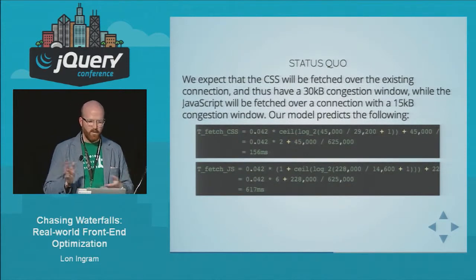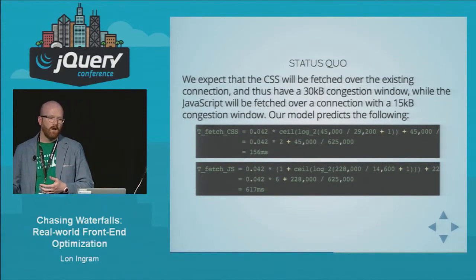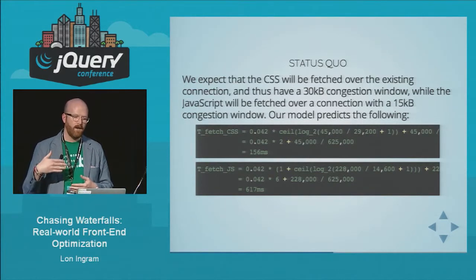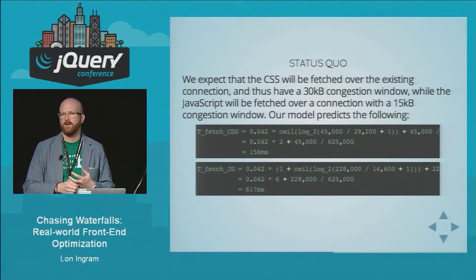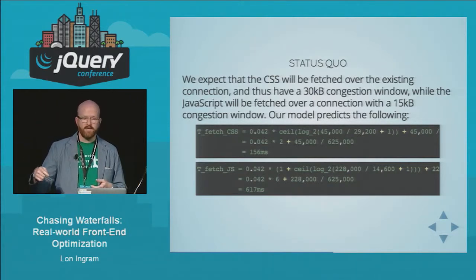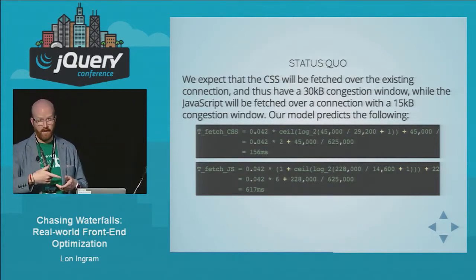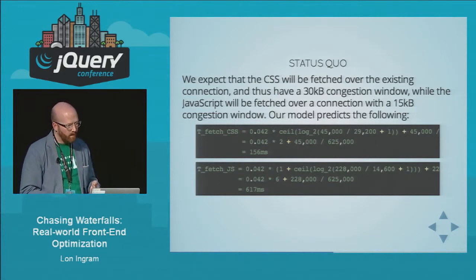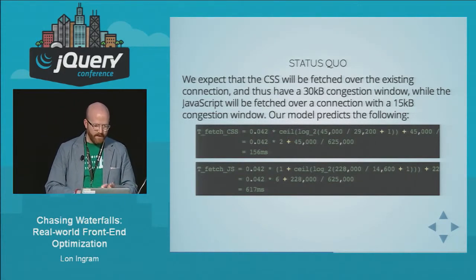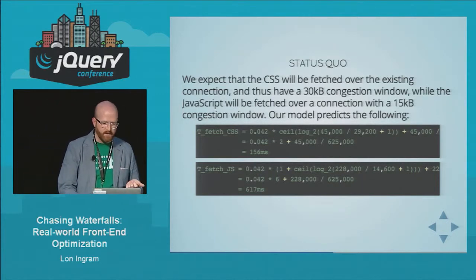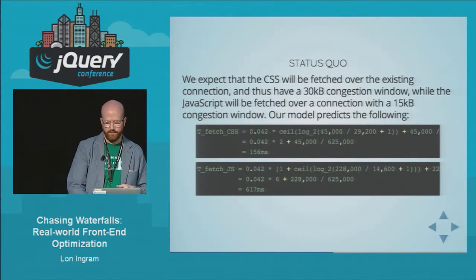So in the status quo, we plug all this stuff in. We expect that the CSS is going to get that existing connection, and it's going to have an approximately 30 kilobyte congestion window when things start out. It's going to have a higher cwnd, while the JavaScript is going to get a whole new connection, right? The browser had one existing connection to our server, and now it needs to open another one. And so our model predicts that the CSS is going to take 156 milliseconds to fetch, and the JavaScript is going to take 617 milliseconds to fetch, which is quite a while.